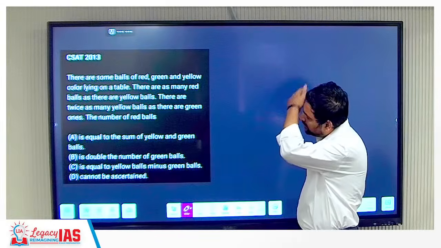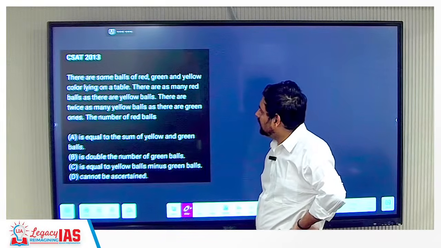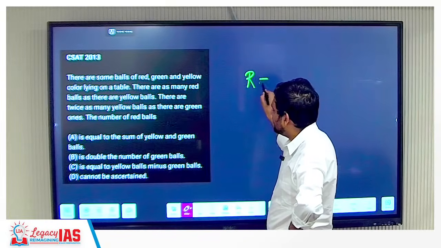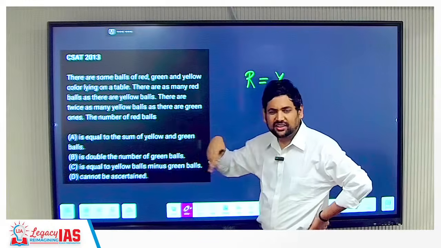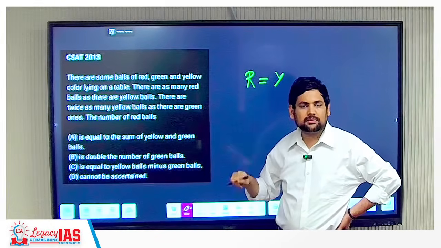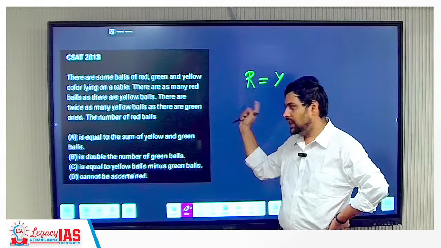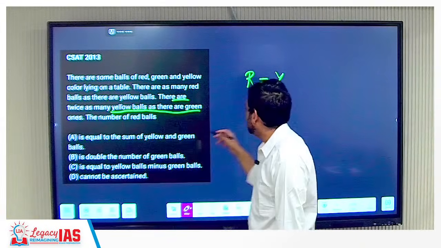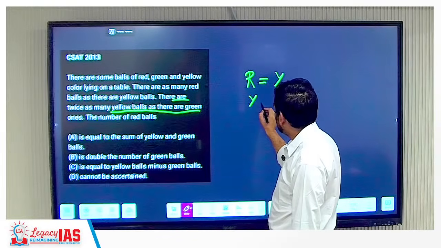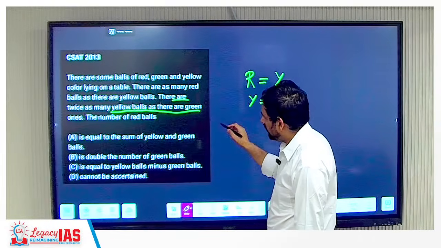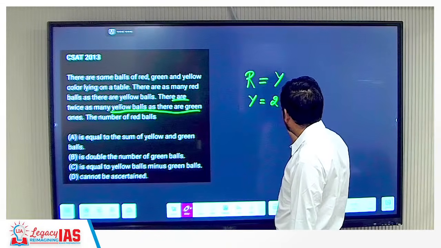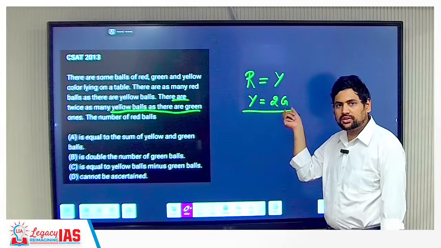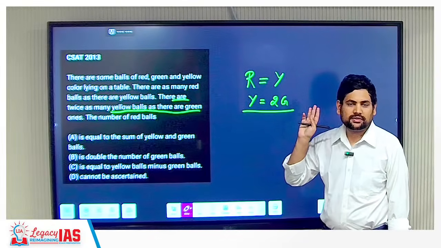There are some balls of red, green, and yellow color lying on a table. There are as many red balls as there are yellow balls. I'm writing the variables as r and y only. Number of red balls is r, number of yellow balls is y. So r is equal to y. Then there are twice as many yellow balls as there are green balls. Correct? Whatever is the number of green balls, twice of that is the number of yellow balls.